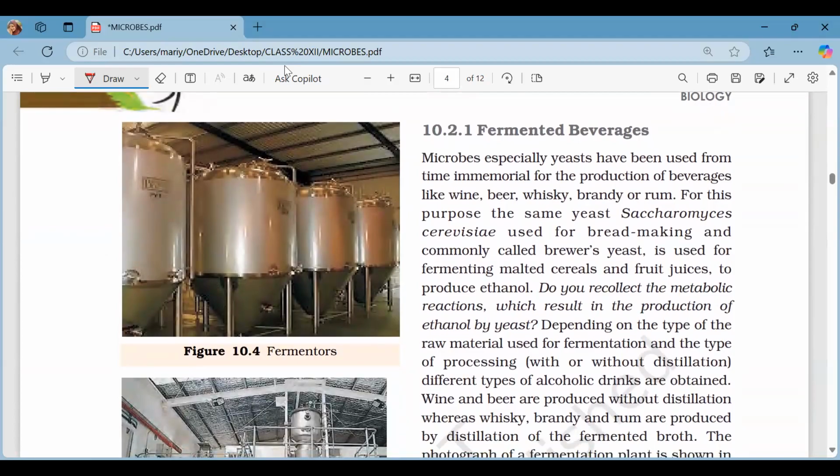Now when we talk about fermented beverages, you might know that the alcoholic beverages that are there are actually prepared by the process of fermentation.